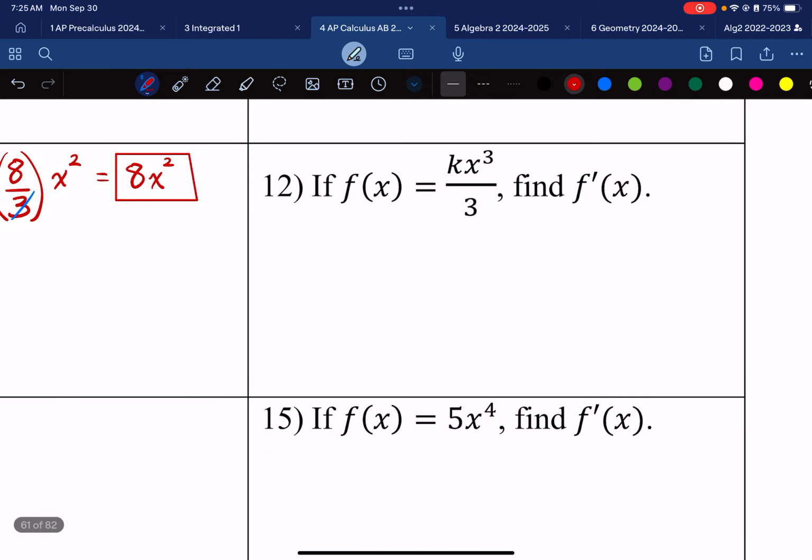Moving on to number 12. So again, you can see, yes, the 3 is going to come right here, and then that 3 and that 3 are going to cross cancel, leaving behind a kx squared. You can get kx squared all in one step. So I'm going to show all of my work in this worksheet, though.